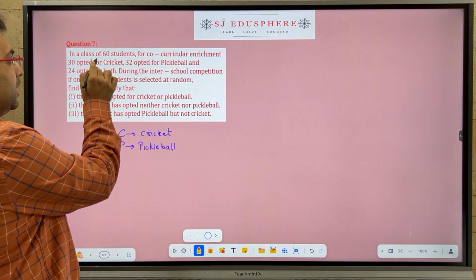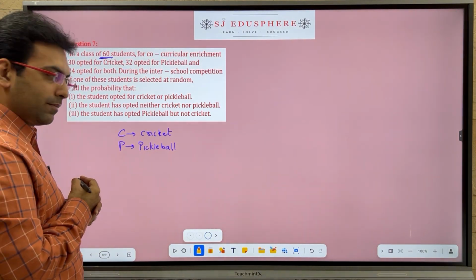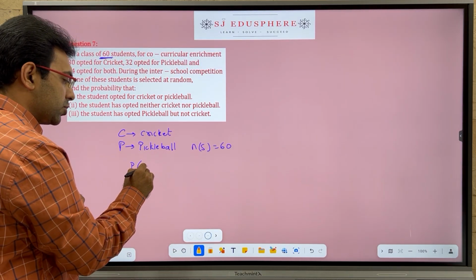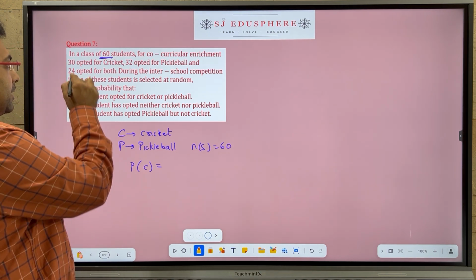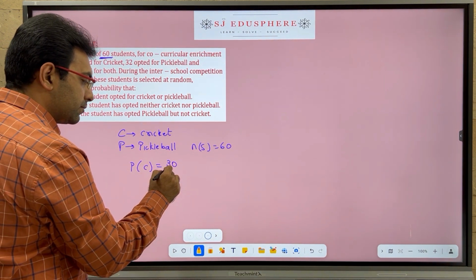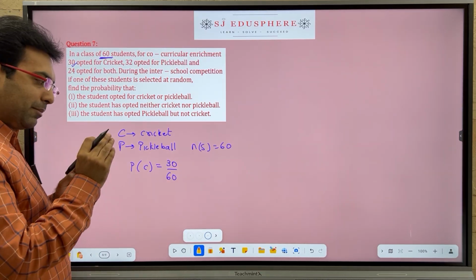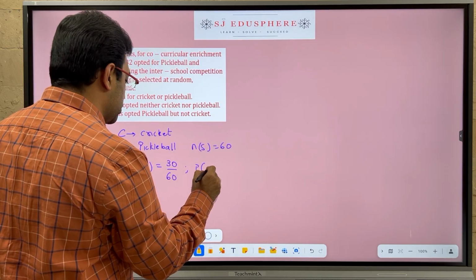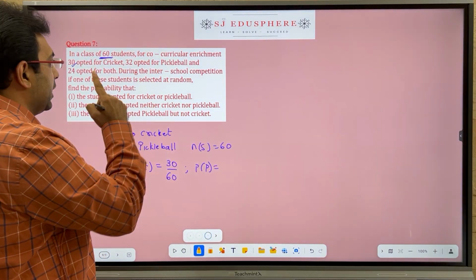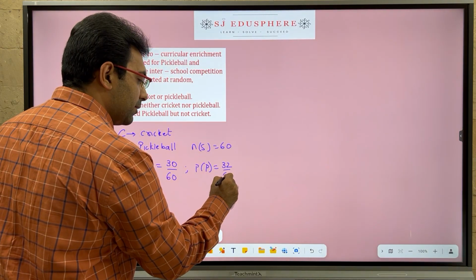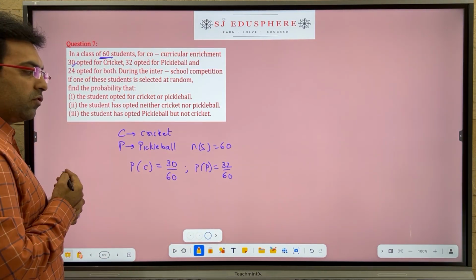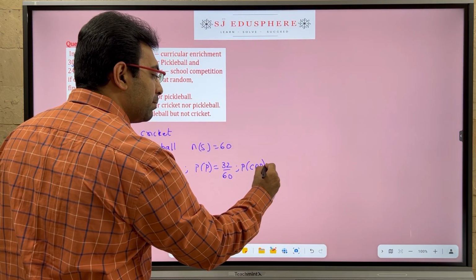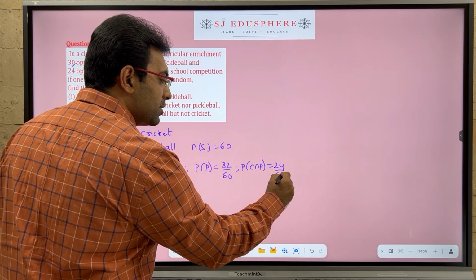So what is given to me? There are total 60 students in class. So my n of S is 60. So probability that a student participated in cricket is 30 out of 60. I am not cancelling this. I'm keeping the denominator as it is for ease of calculation. Probability that a student participated in pickleball is 32 out of 60. And there are 24 students who have participated in both. So probability of C intersection P is 24 upon 60.